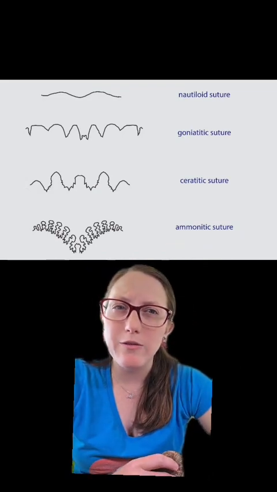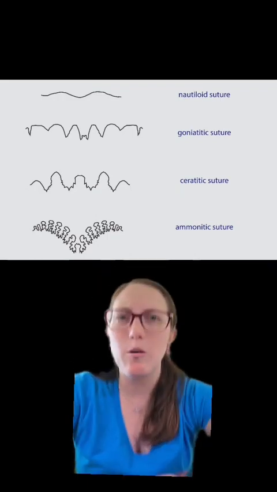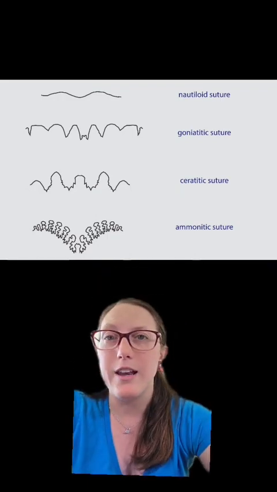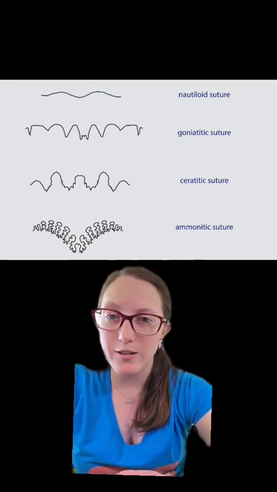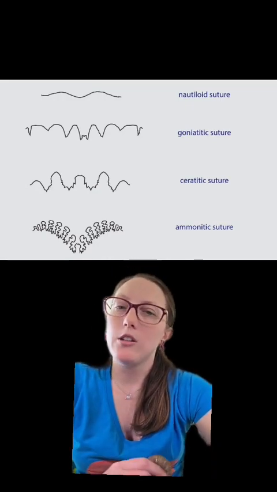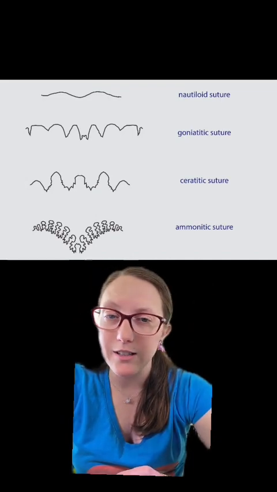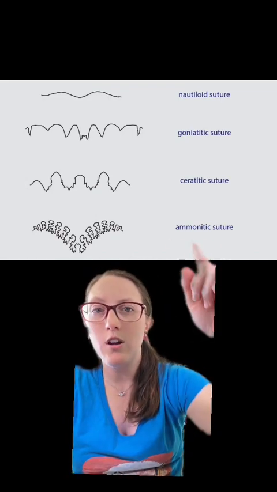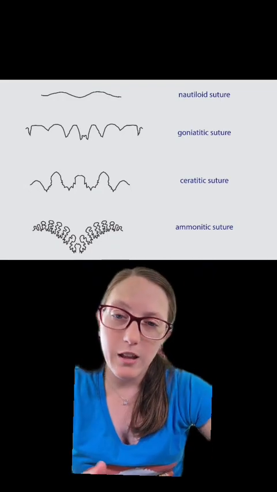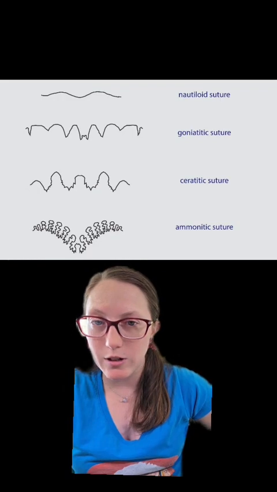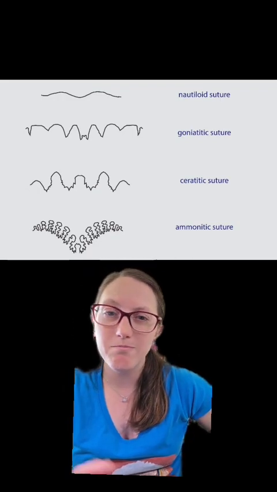And so they would have looked a bit like smooth saddles and lobes. That's where the name comes from, is from that suture pattern. Not all Goniatites had that suture pattern. Sometimes they could have a serratitic suture, so the one just below it, or even a nautiloid suture. But most of them would have had the Goniatic suture, which is where they would have gotten their name.